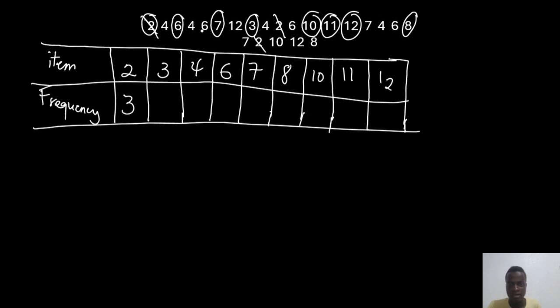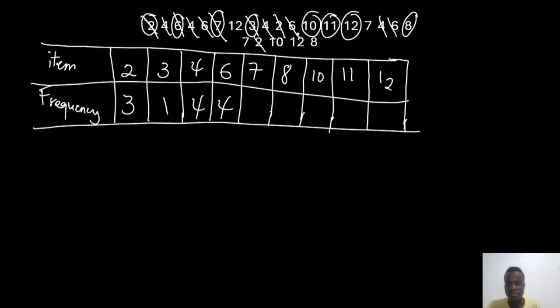Now three. How many threes? I have one three here, and there's no other. It's only one. Four. How many fours? We have one, two, three, four. So four of the fours, right? Six. How many sixes? One, two, three, four. So four.